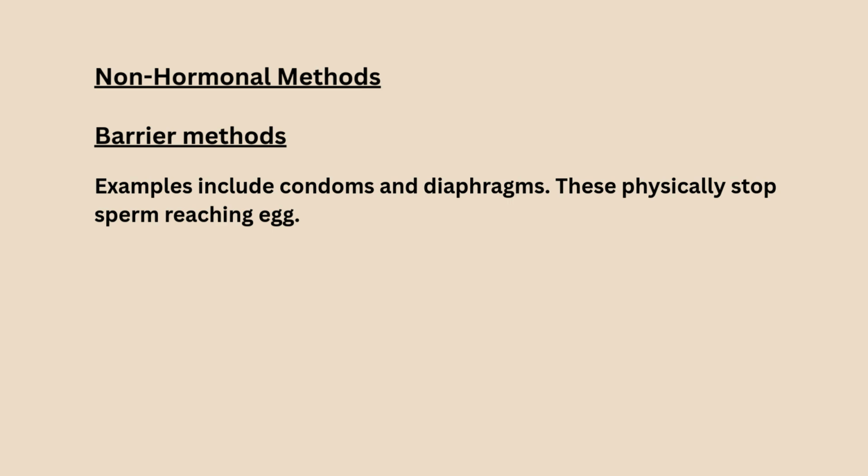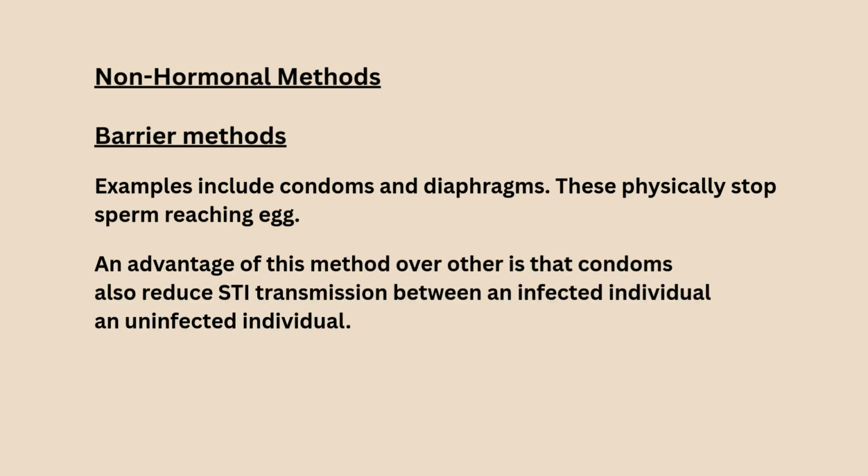Non-hormonal methods, such as barrier methods. Examples include condoms and diaphragms. These physically stop the sperm reaching the egg. An advantage of this method over others is that the condoms also reduce STI transmission, so sexually transmitted infection, between an infected individual and an uninfected individual.